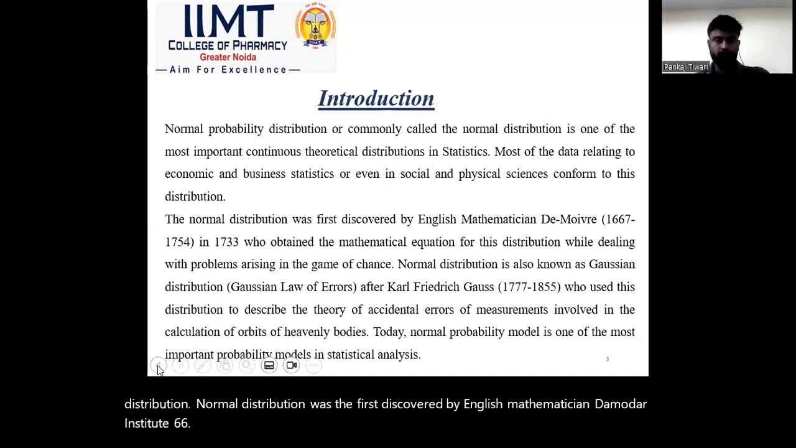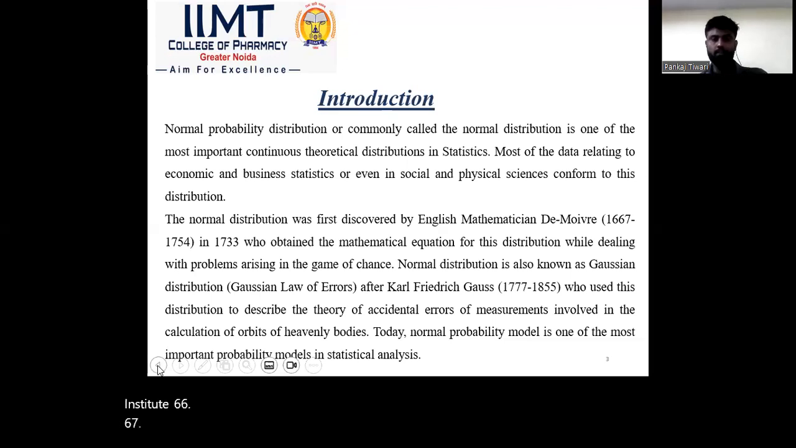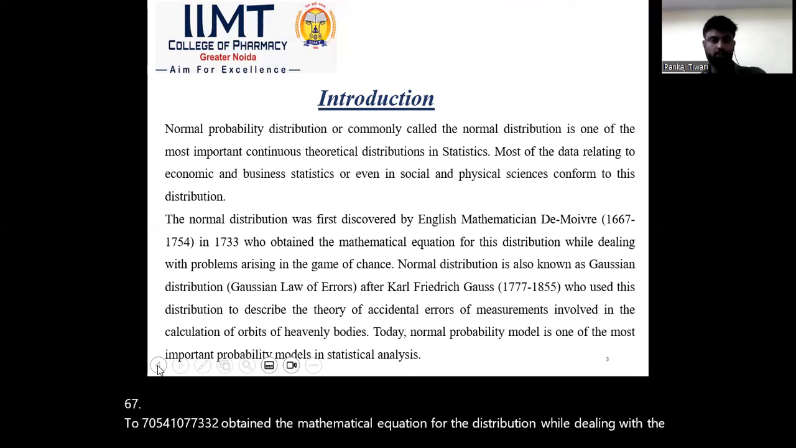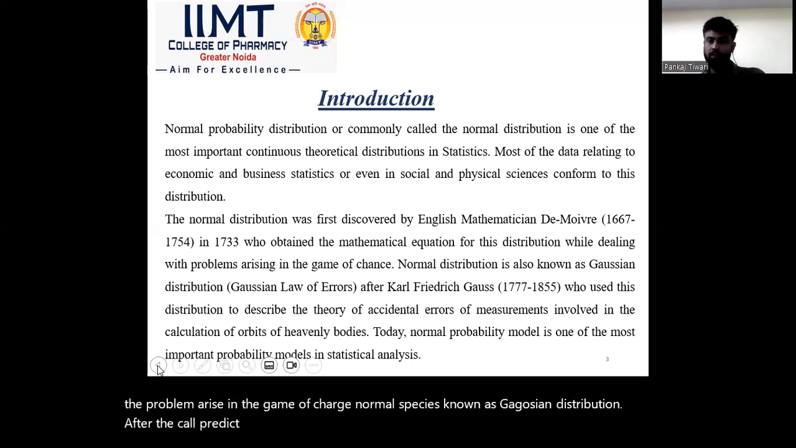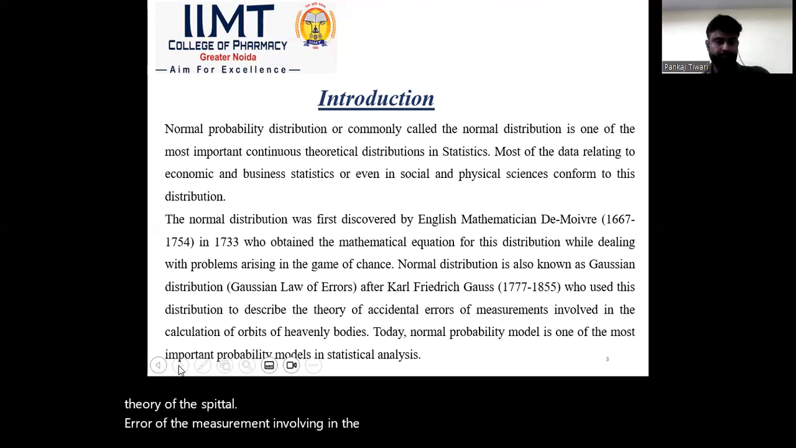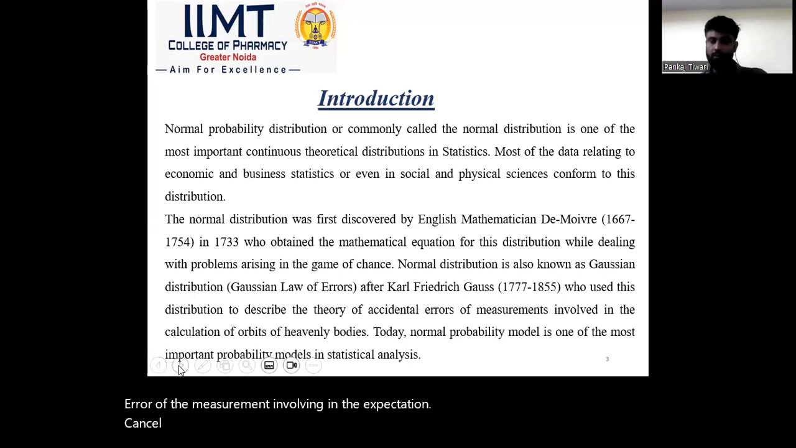He obtained the mathematical equation for the distribution while dealing with problems arising in the game of chance. Normal distribution is also known as the Gaussian distribution, after Carl Friedrich Gauss, 1777 to 1855, who used the distribution to describe the theory of accidental errors of measurement involved in the calculations of the orbits of heavenly bodies. Today, the normal probability model is one of the most important probability models in statistical analysis.